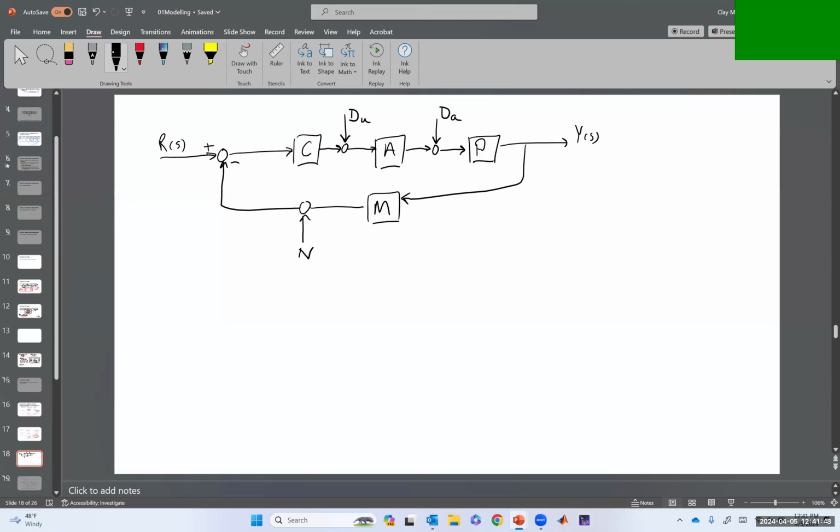Make them equal to 0, I think is a more accurate way of saying that. So if I set du equal to 0 and dA equal to 0 and n equal to 0, do I need summing junctions? Because I'm adding 0. So the summing junctions just disappear. This is only to get the effect of R on Y. Okay, so by setting these disturbances and noise sources to 0, I can say that the transfer function from R to Y is CAP over 1 plus CAPM.